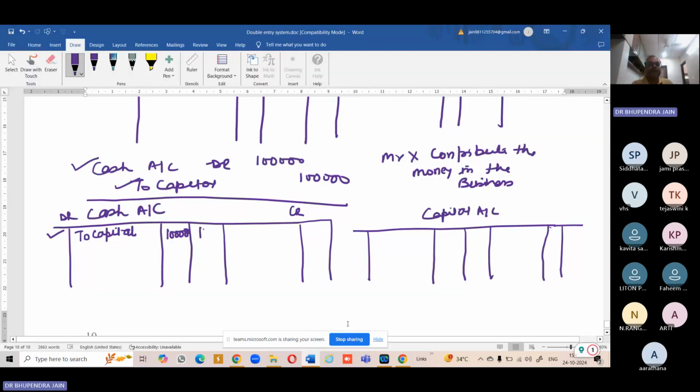Now, how to prepare the capital account? In the general entry, capital is given in the credit side. So in the credit side, with the opposite name, first we will write down the date here, और यहाँ लिखेंगे बेटा, by cash. How much? Rupees 1 lakh.